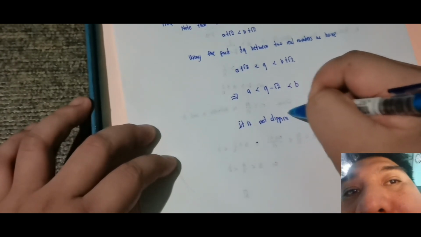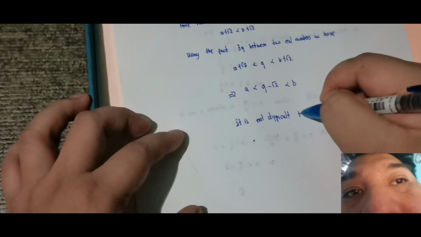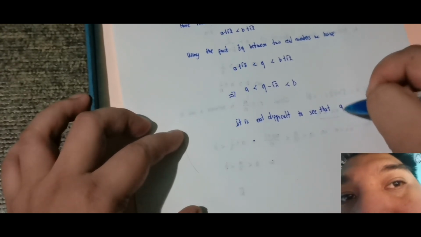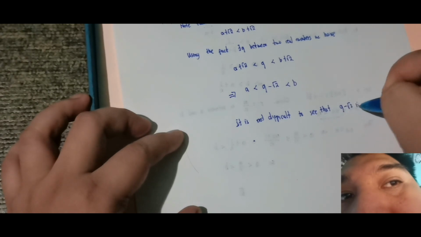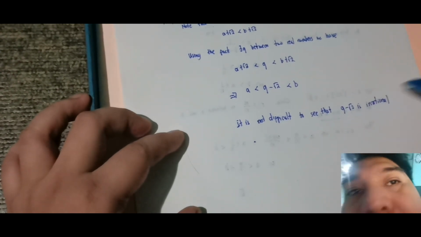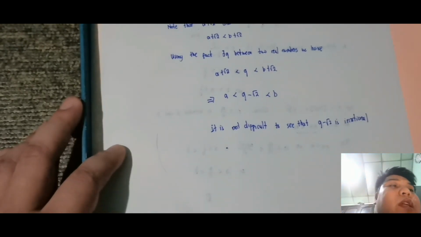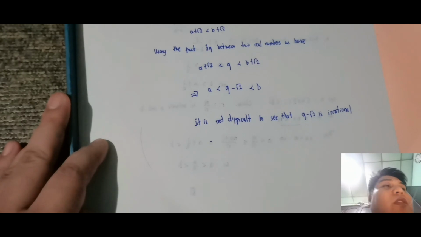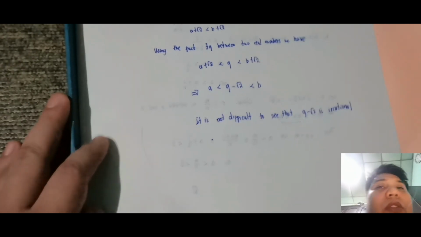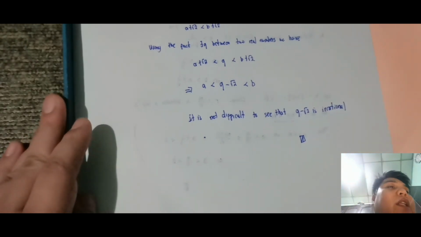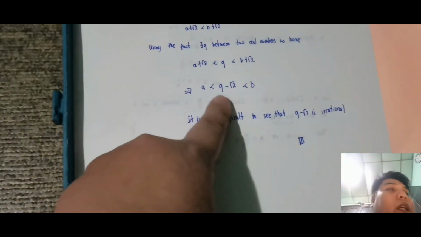It is not difficult to see that q minus square root of 2 is irrational. So bakit? So kunyari, any number, bawas ako ng rational. So, since hindi eksakto si irrational, automatic yung ibabawas ko, hindi rin eksakto. So, therefore, irrational din yun. Okay, so therefore, this is done. So, therefore, there exists an irrational number between a and b.